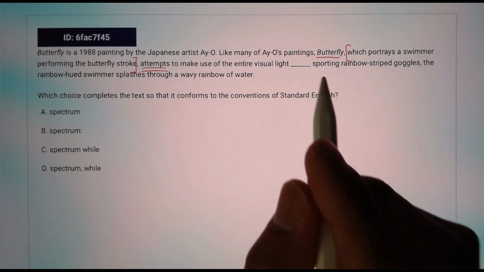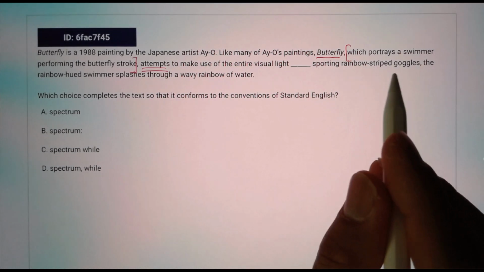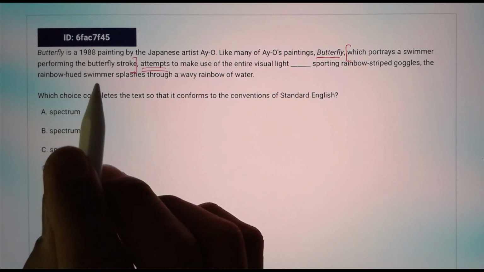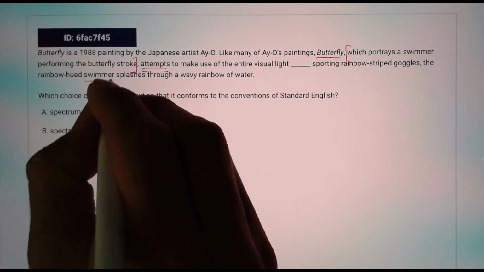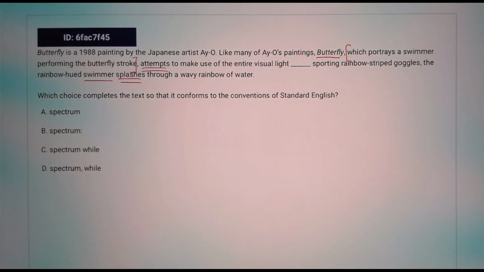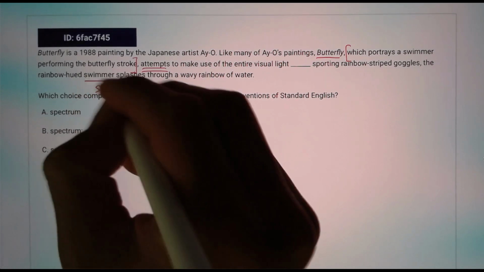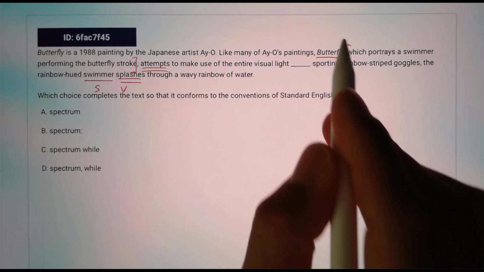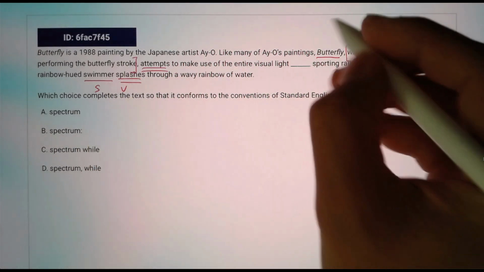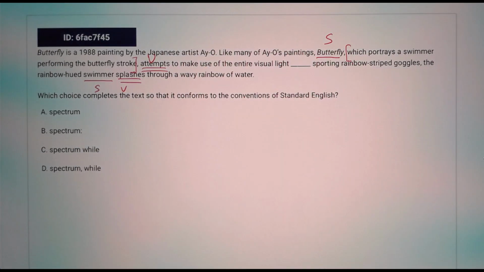Okay, let's read the rest. Sporting rainbow striped goggles, the rainbow hued swimmer splashes through a wavy rainbow of water. I clearly see the subject here, swimmer, and splashes. And I'm not seeing any words like that, any relative pronoun, which can cause a sentence to be dependent. So I'm going to assume that we have subject and verb, the main independent clause after the blank, and before the blank we have butterfly. We have subject and verb, butterfly attempt. So two independent clauses. How do we connect them?